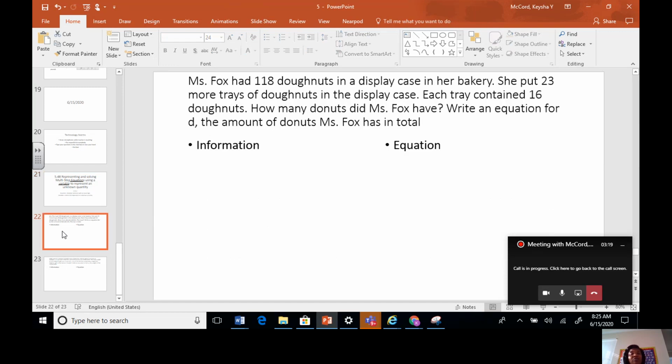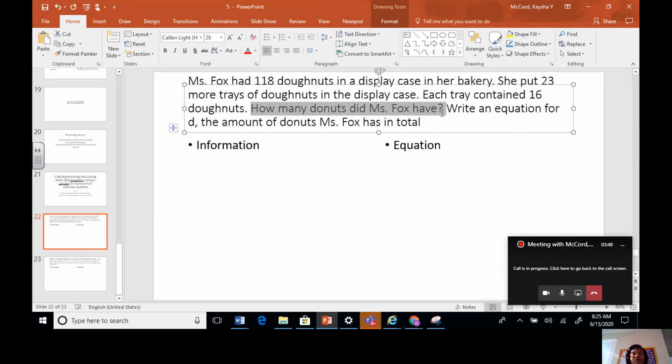Miss Fox had 118 donuts in a display case in her bakery. She put out 23 more trays in the display case. Each tray contains 16 donuts. How many donuts did Miss Fox have? Write an equation for D, the amount of donuts Miss Fox has in total. So what we're going to do here, we're going to A, write an equation, and B, find an answer. So we need to figure out how many donuts does Miss Fox have? And we also have to write an equation for D, the amount of donuts she has in total.